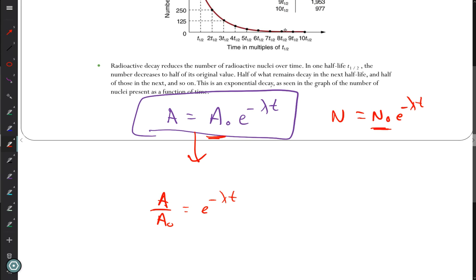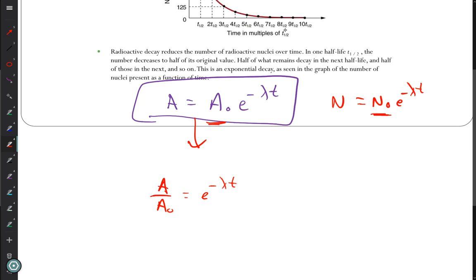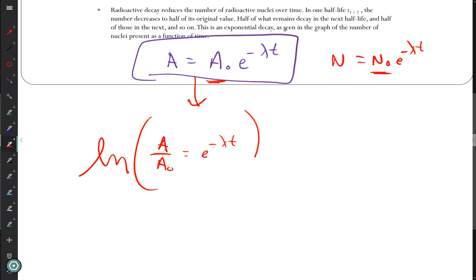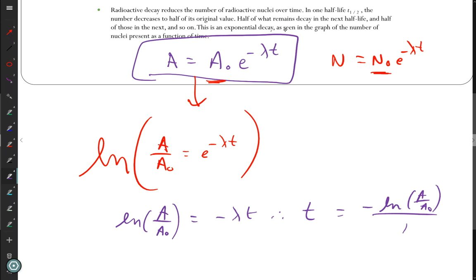Well, if I take the natural log of both sides, natural log being the inverse function of exponential, I'm going to get natural log of A over A0 is equal to minus lambda t, getting rid of the e. Therefore, the time is equal to minus natural log of A over A0, over that decay constant. So if I can determine what the activity is now and what it was initially, I can determine the age.